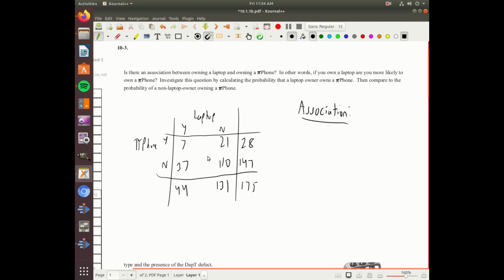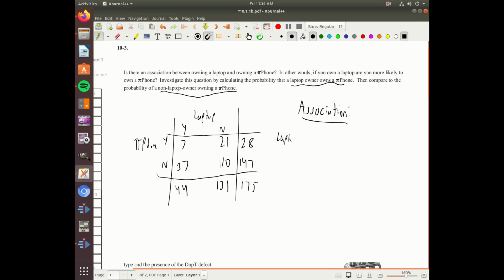So just to discuss it real quickly, now we'll jump into the association. In other words, if you own a laptop, are you more likely to own an iPhone? Investigate this question by calculating the probability that a laptop owner owns an iPhone. So we'll compare laptop owners and if they own an iPhone. Then we'll compare it to non-laptop owners and see if they have an iPhone.